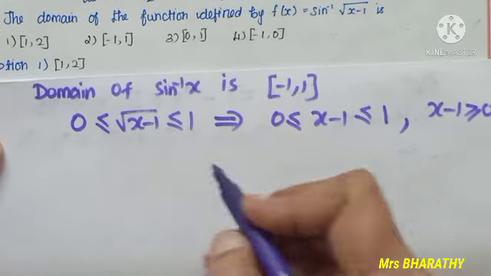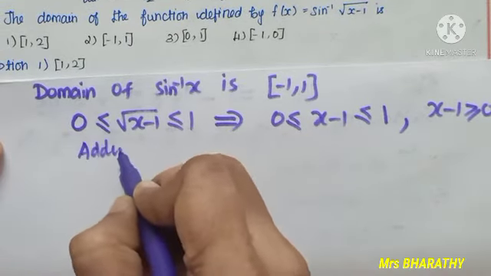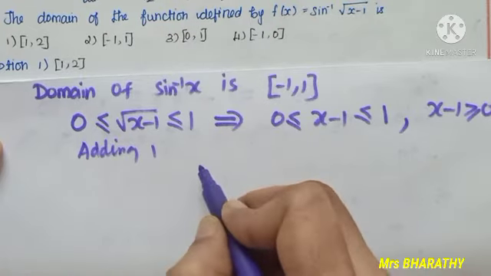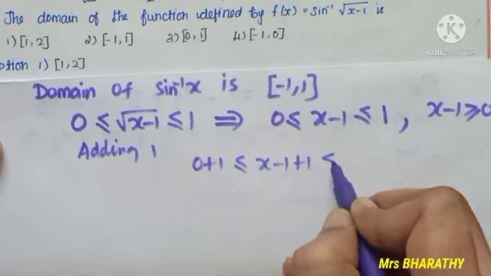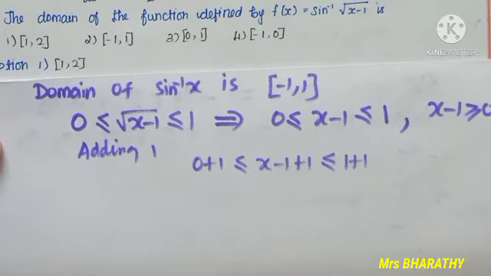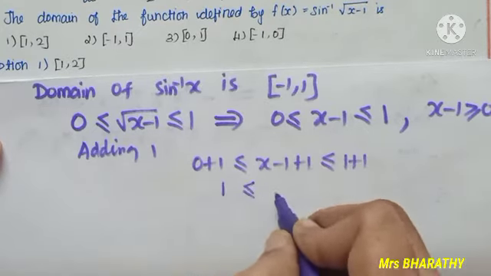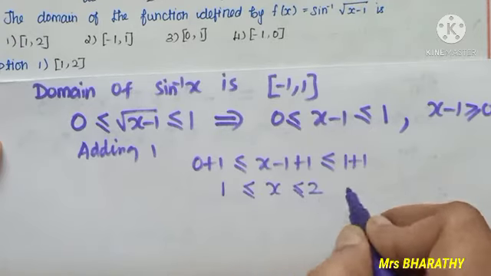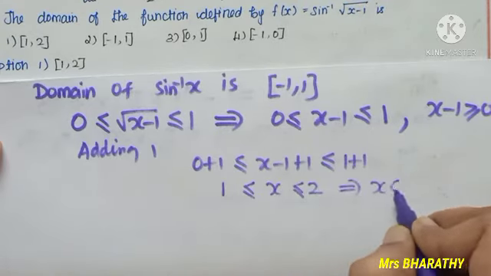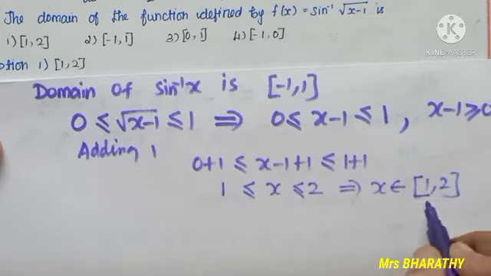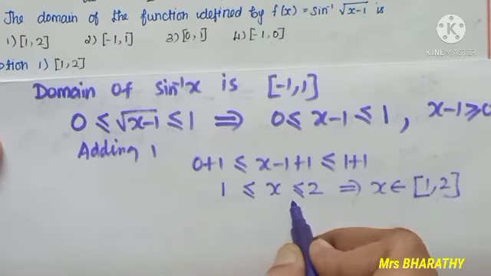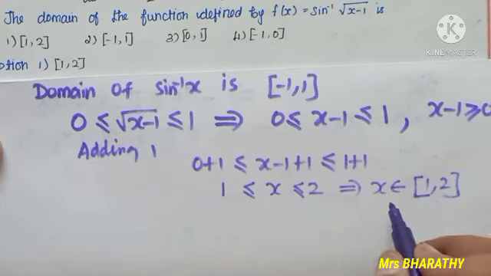Now, adding 1 in all the terms, I get 0 plus 1 less than or equal to x minus 1 plus 1 less than or equal to 1 plus 1. Or I get 1 less than or equal to x less than or equal to 2. That is, x belonging to the interval 1, 2. It must be the closed interval as we have the equal symbol. So my answer is the closed interval 1 to 2.